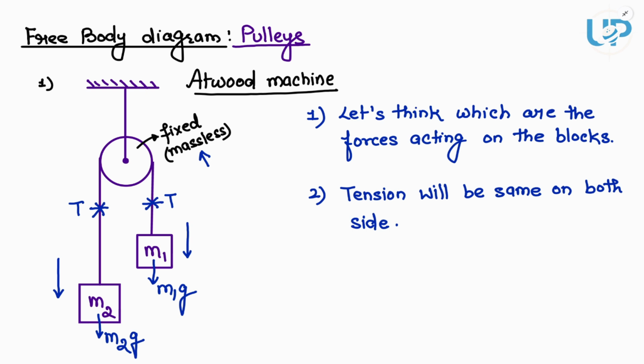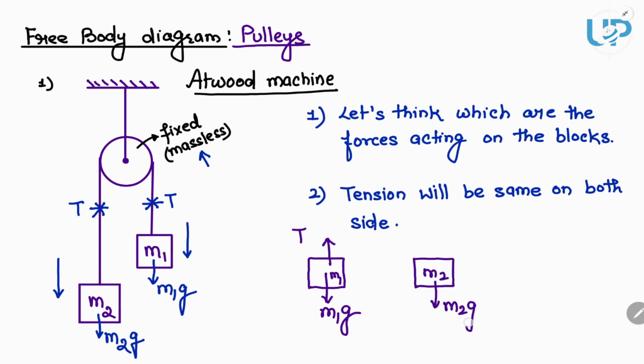Okay. So if we draw the free body diagram of the blocks individually, we will get M1G and T for M1 obviously, and for M2 it is M2G and T. So I hope you understand the first problem.